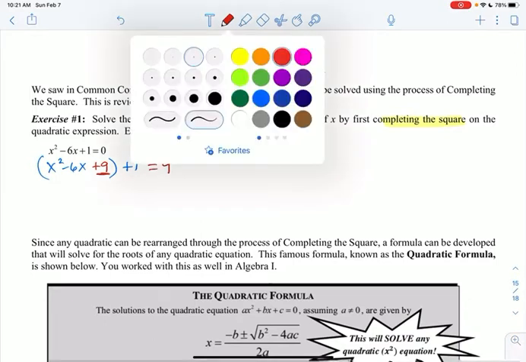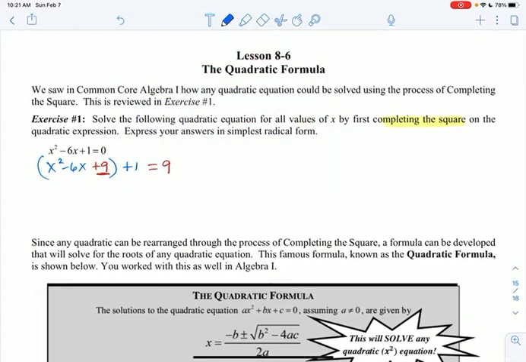Now this is a trinomial, which is perfect to factor, and the factors are x minus 3 and x minus 3, but I write that as x minus 3 squared. Then the other terms are going to come over to the right. So I'm going to subtract 1 and get 8. So I have x minus 3 squared equals 8.